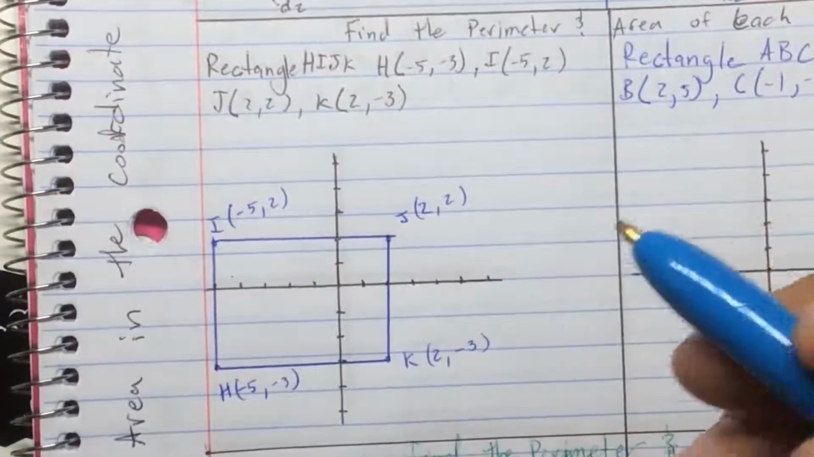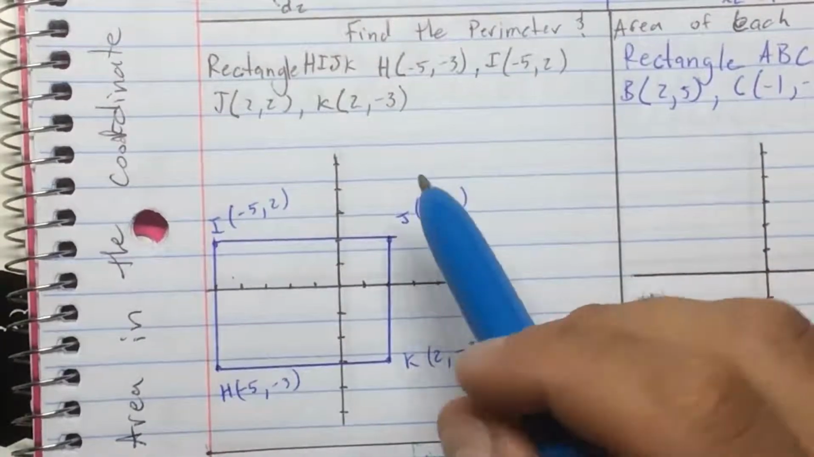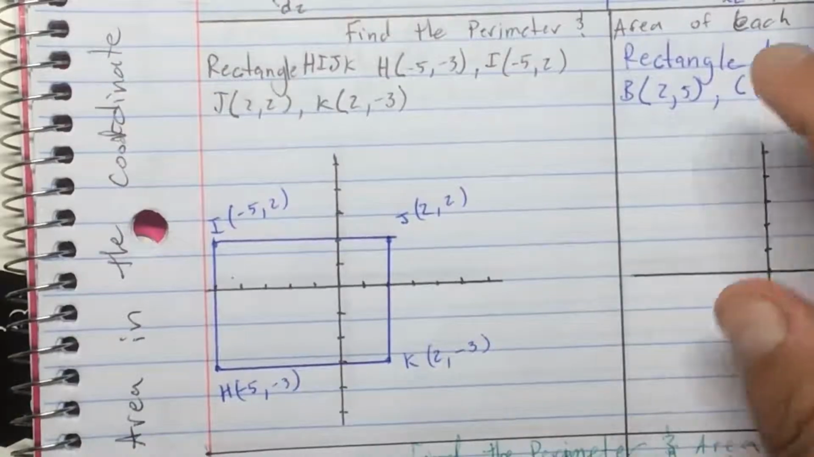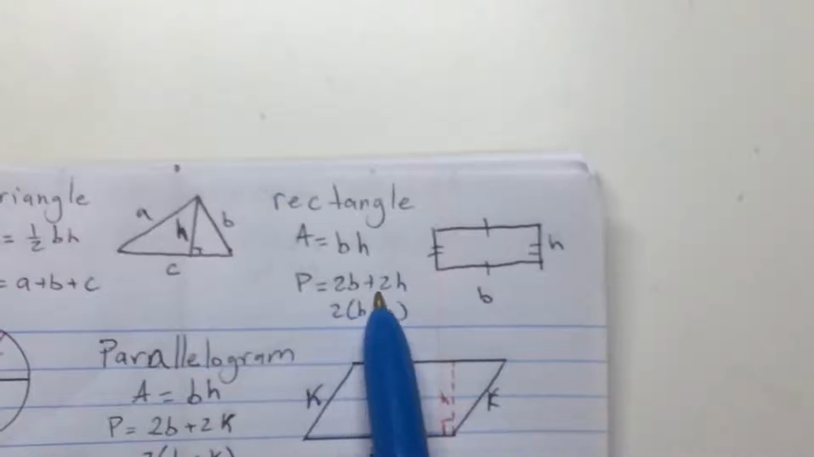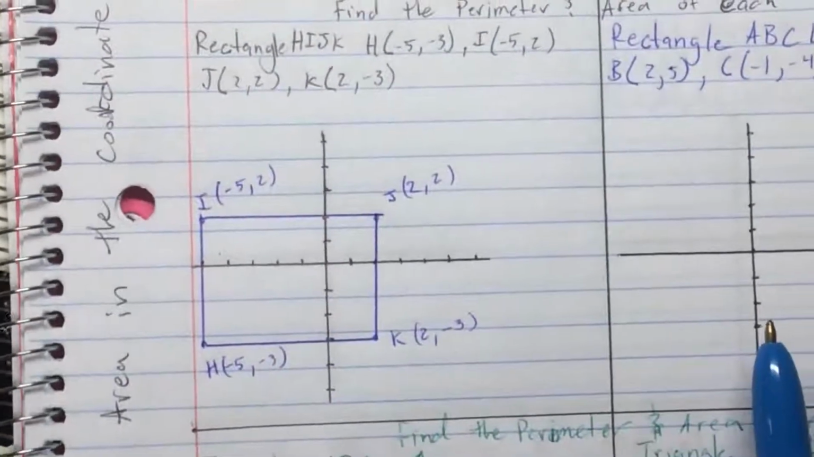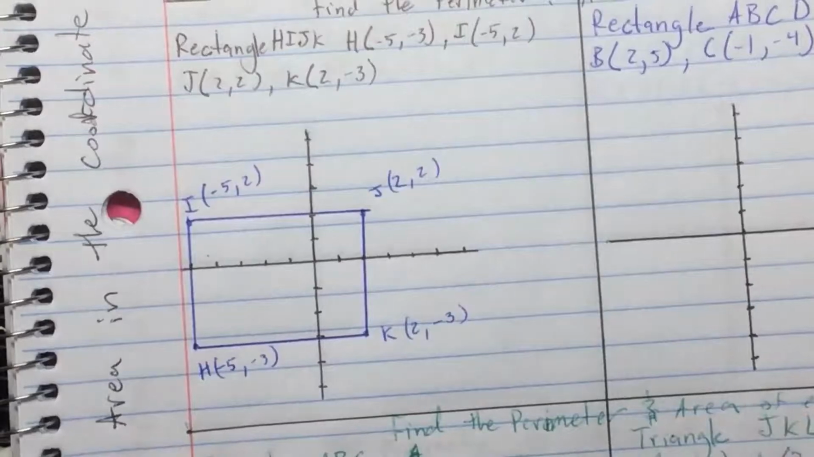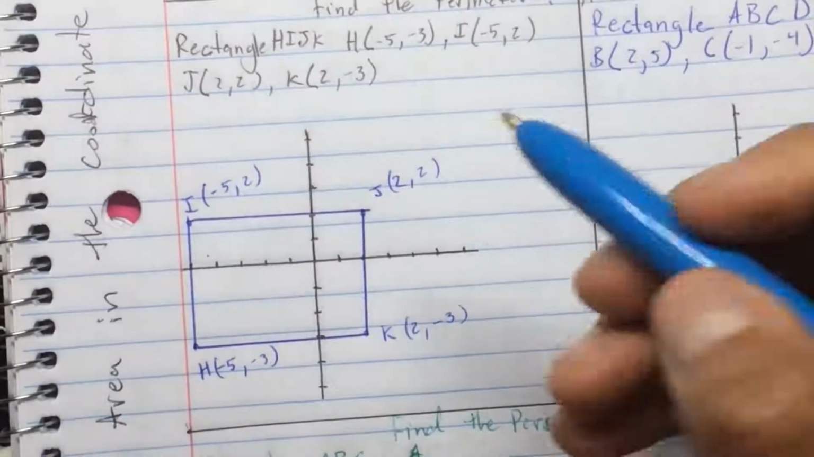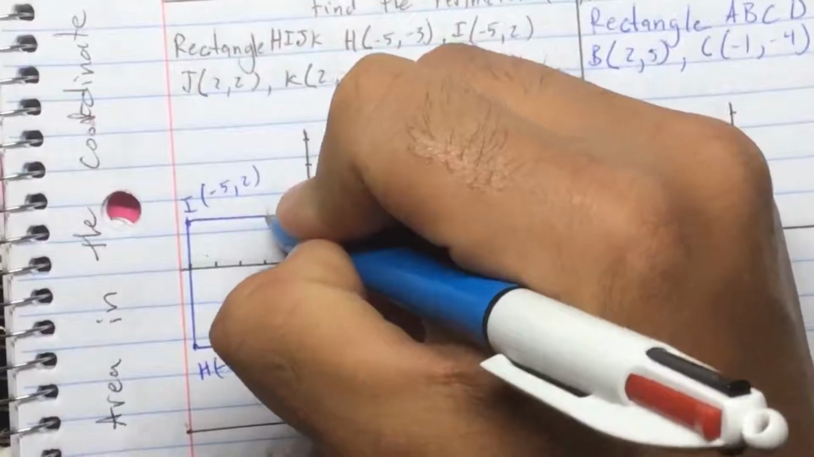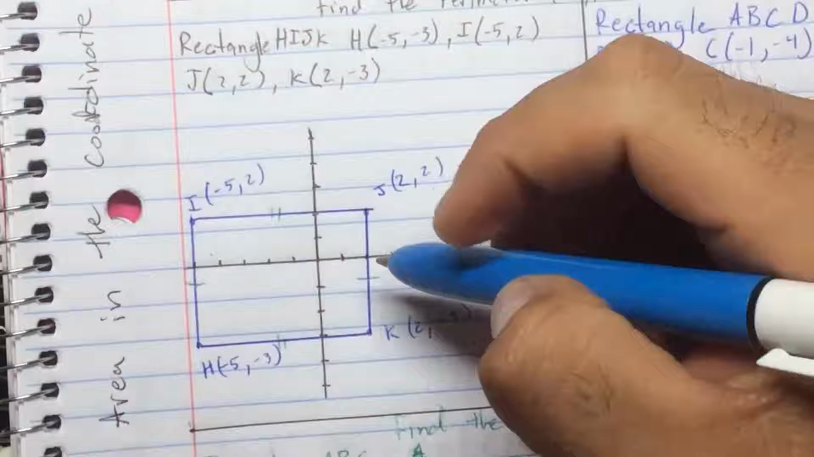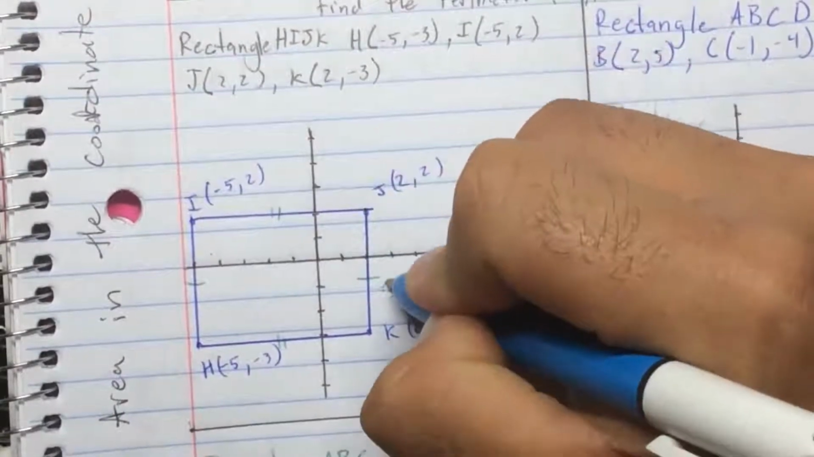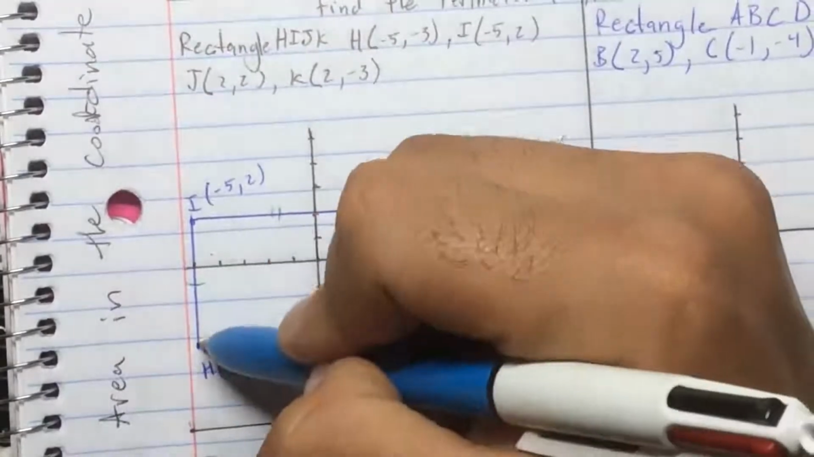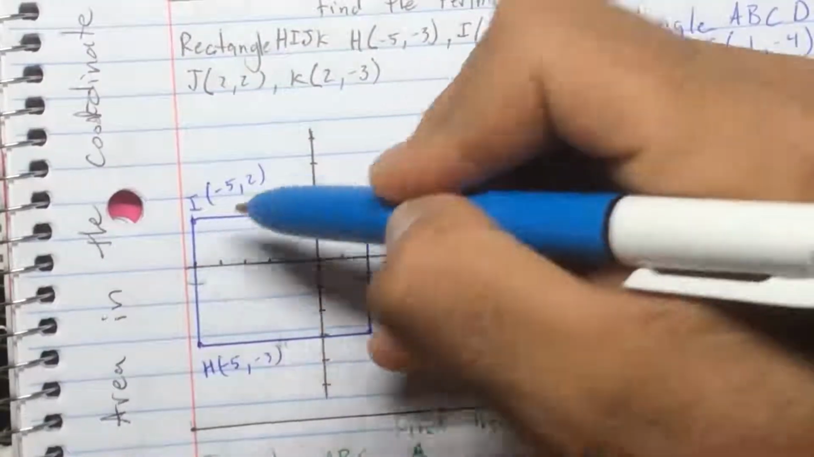If you remember, the formula for a rectangle is 2 times the base plus 2 times the height. So we'll go back here and figure out what the distance is. Because this is a rectangle, we know that this is going to be the same as this, and this is the same as this, but we can count it to make sure. From here, we have 1, 2, 3, 4, 5. So this is a distance of 5 units. This is also 1, 2, 3, 4, 5.